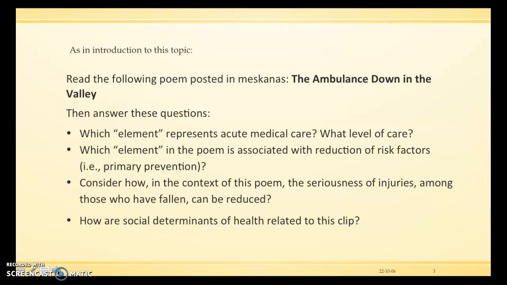As you read this poem, or after you read it, think about the element of the poem that represents acute medical care, and what level of care that would be. Think about reduction of risk factors, and in the context of the poem and the seriousness of the injuries, how can this problem be reduced? And how do you think social determinants of health are related to this topic?